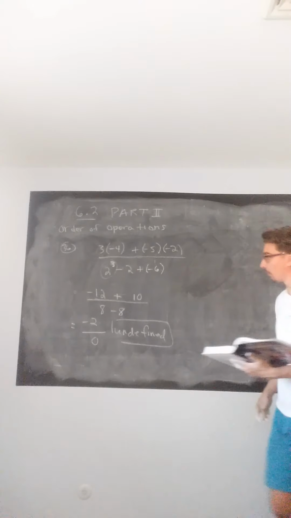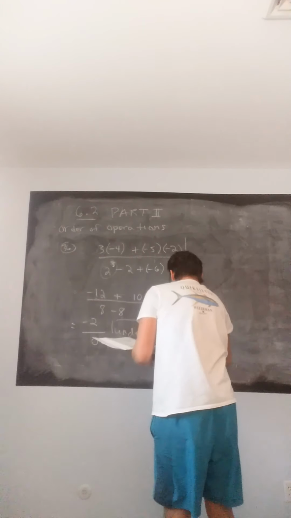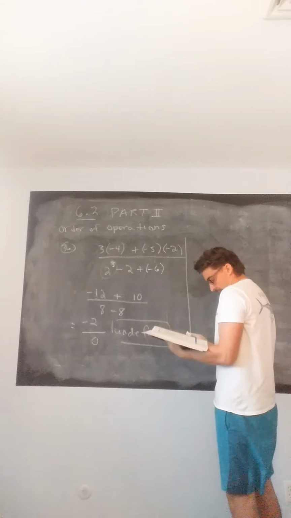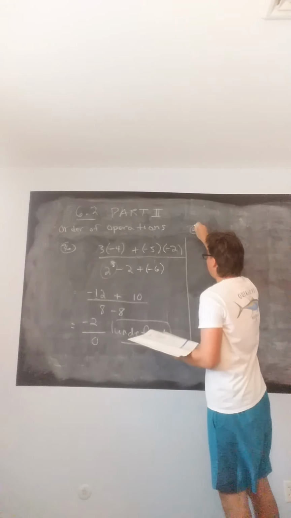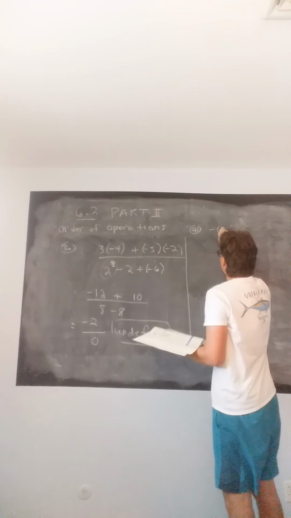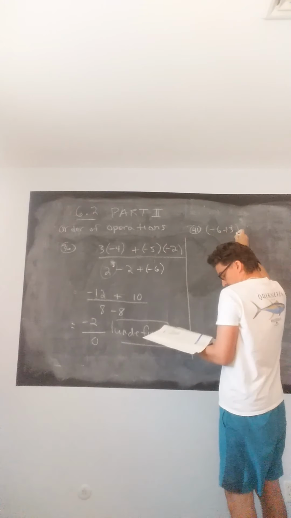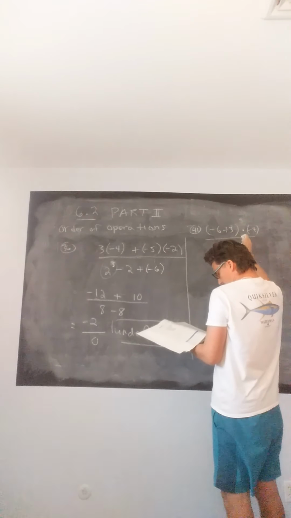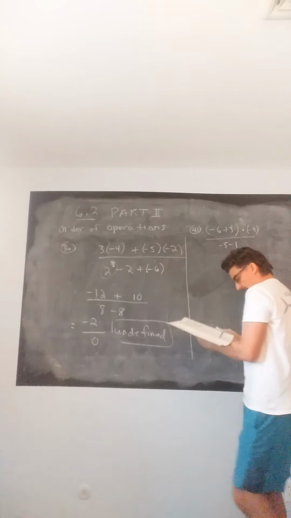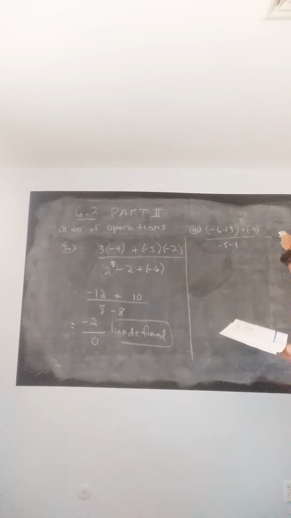Now let's look at one more problem. How about we do 41? 41 is a good problem. 41 is negative 6 plus 3 times a negative 4, divided by negative 5 minus 1, minus negative 9 plus 6 times a negative 3, divided by negative 4 plus 3.